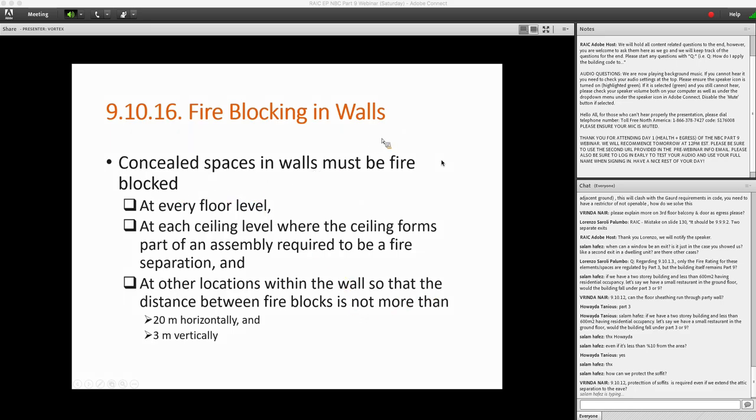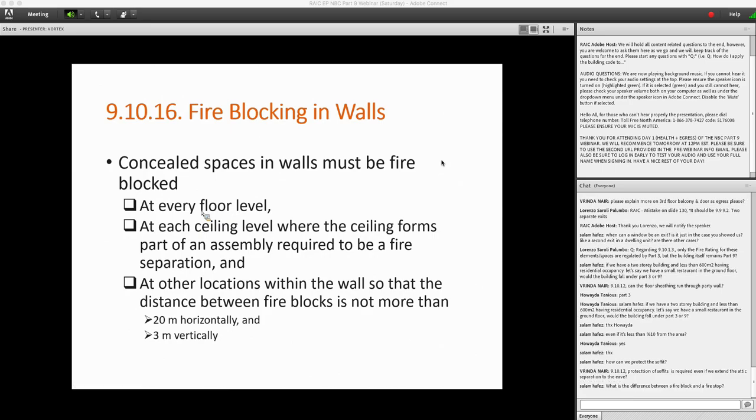Still under fire blocking in concealed spaces. When you have a wall, concealed spaces in walls are required to be fire blocked at every floor level, and then at each ceiling level, where the ceiling is a membrane with a fire resistance rating, or where the ceiling forms part of an assembly required to be a fire separation. And at other locations within the wall, so that the distance between fire blocks is no more than 20 meters horizontally and 3 meters vertically.